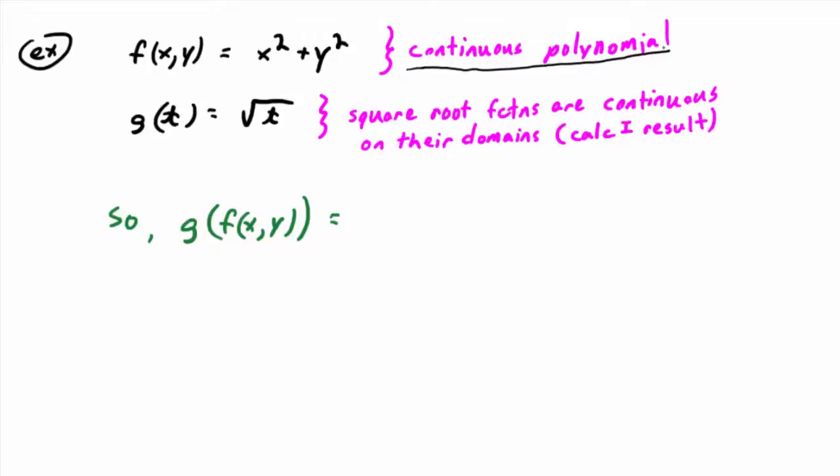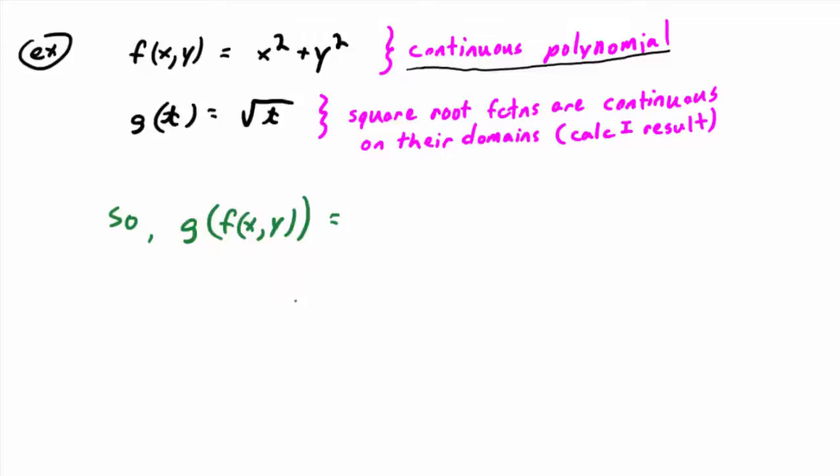G of t is equal to the square root of t. That's a square root function, and a square root function is continuous on its domain. In this case, what would the domain of g of t be? T better be bigger than or equal to 0, right? Yeah, we're not dealing with complex valued functions. So the composition I want to talk about here is g of f of xy.